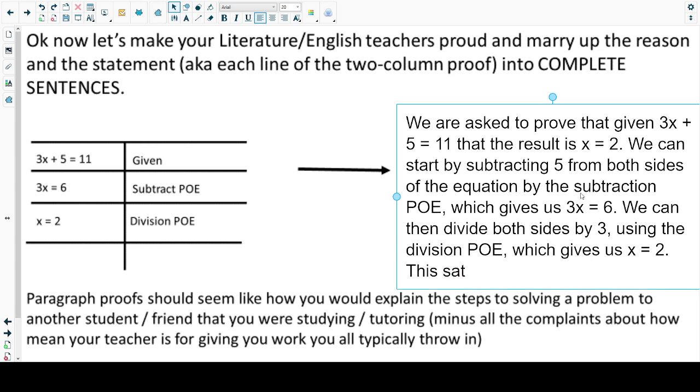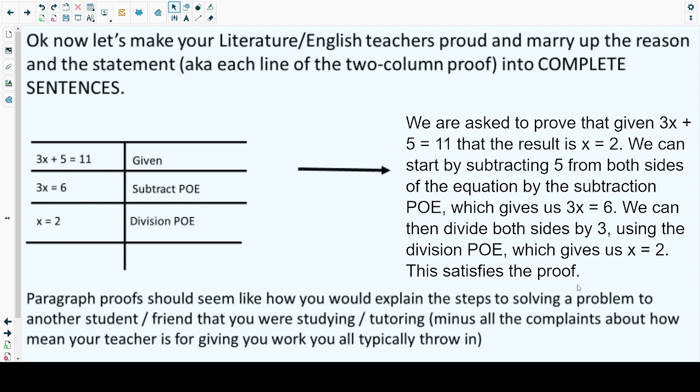This satisfies the proof, right? Satisfies. Oh, must have really misspelled that one. Let me try that again. Satisfies. There we go. So that would be the paragraph proof. And again, it can probably be improved and use better word choices here or there, but for an intro level paragraph proof, this is about what we'd expect, right?